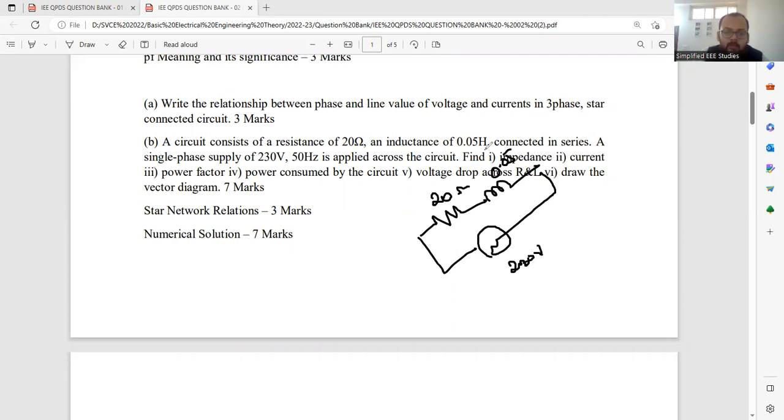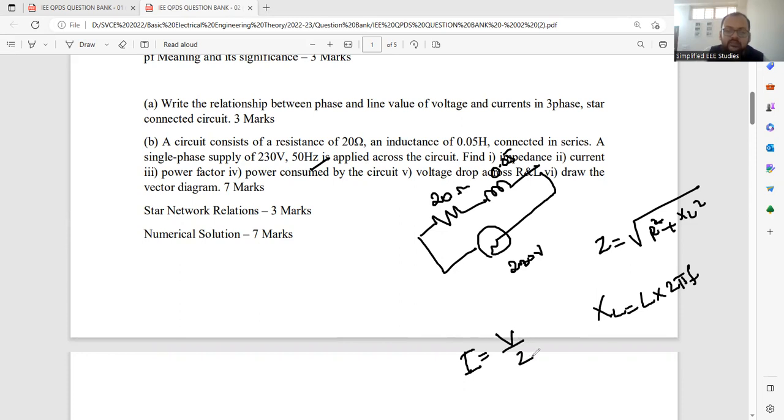230 volt. Find the impedance, current, power factor, all those things. So very easy. What is the formula for impedance? Root of R square plus XL square. But I don't know XL directly. So XL you can calculate as L into 2 pi F. F is already given, 50 hertz. Directly you can substitute.